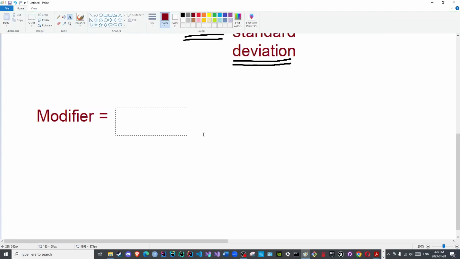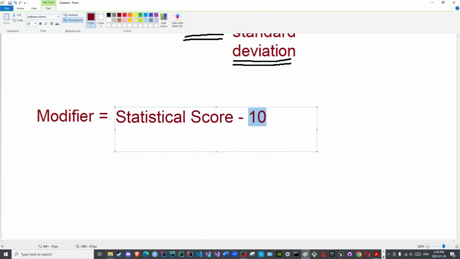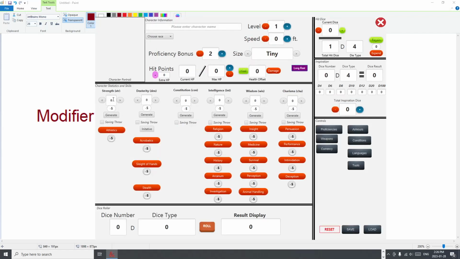So here is the calculation. It is the statistical score minus 10, which is the mean, the overall mean, as in if a statistical score is 10, that means the person is of average capabilities with respect to the statistic. A strength of 10 means that the person is average. He's not strong, but not weak either, and so on and so forth.